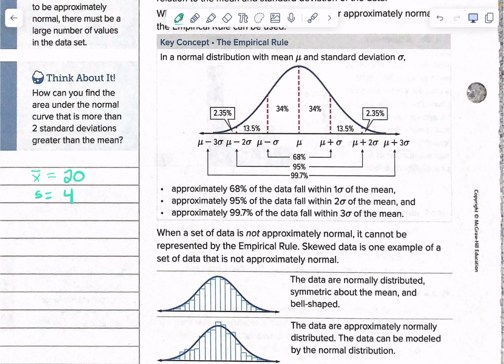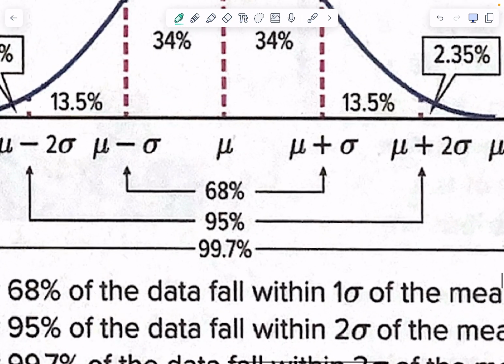Okay, here's how we label our bell curve. Ready? Your average goes in the middle, and they call it mu. I call it X bar. It doesn't matter. Those both mean the average. And I'm going to put a 20 here, okay?